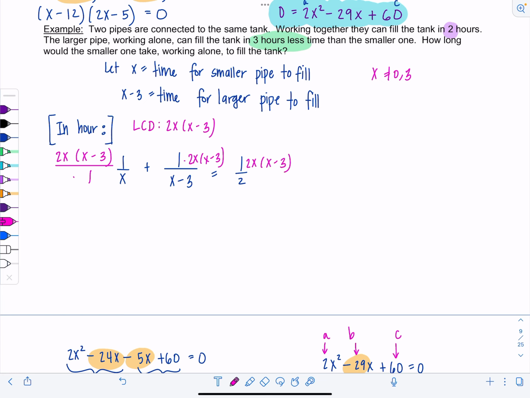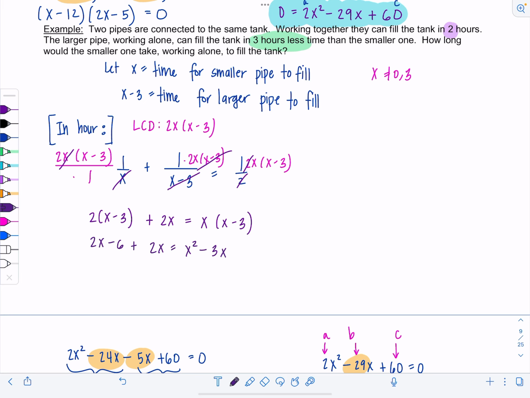This is the step I didn't show earlier because it's a little cumbersome. Okay, look, and then here this x cancels. So then you just have 2 times x minus 3 plus, then the x minus 3 cancels, so this is 2x. Then the 2 cancels here, so it's x minus 3. Okay, so in the last problem, I didn't write this all out. You can do it in your head, no problem. Okay, let's clean up here. See, we're fraction free. So 2x minus 6 plus 2x is x squared minus 3x. So we have 4x minus 6 equals x squared minus 3x.